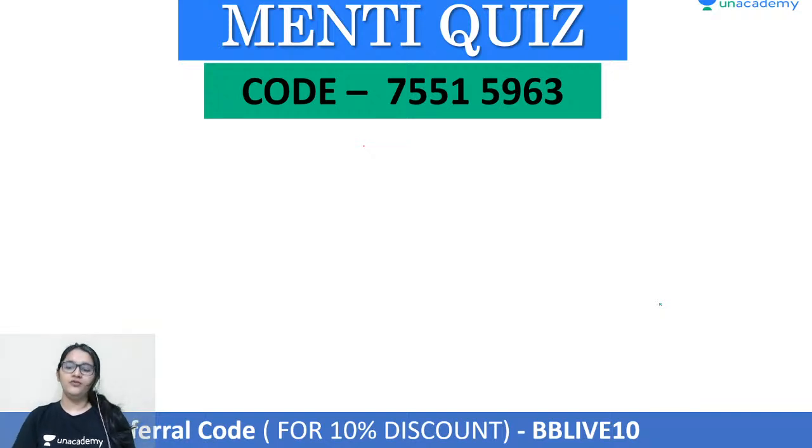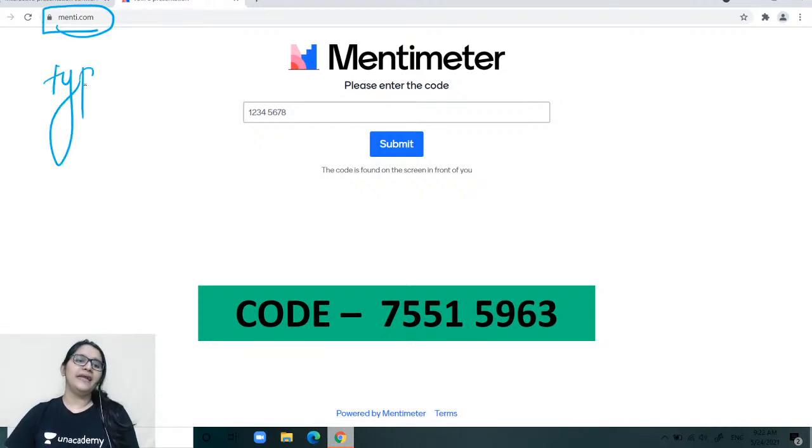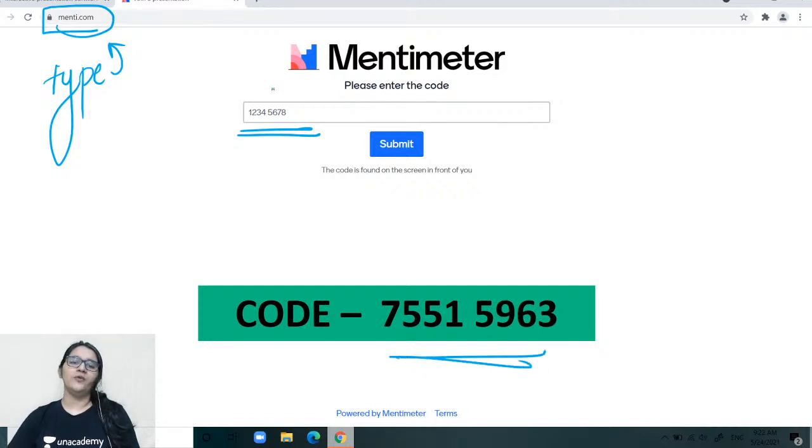Does everybody know how to move into Menti? If you do not, I'll let you know. Open any browser that you like. On the screen it is Chrome, but you can even open Mozilla or Microsoft Edge, and type in menti.com. Once you type menti.com, this is the web page that is going to appear. They are going to ask you to enter a code, and this is the code you are going to enter: 75515963.